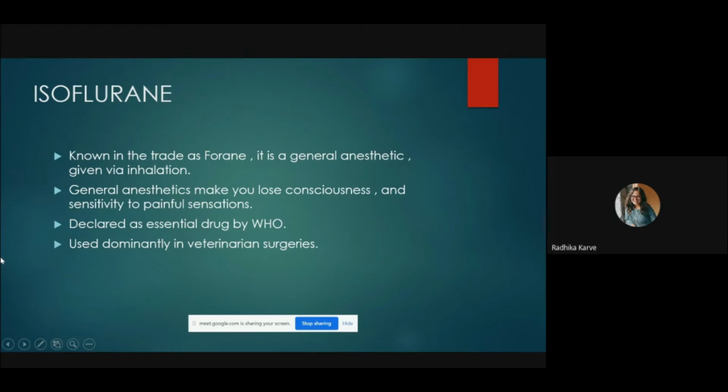It is known in the market as Forane, and it is given via inhalation to the patient. It is usually mixed with nitrous oxide as well before administering it to the patient. It was declared an essential drug to be used in hospitals by the World Health Organization, and was started for usage in the US by 1972. It is used less in humans but more for animal surgeries.